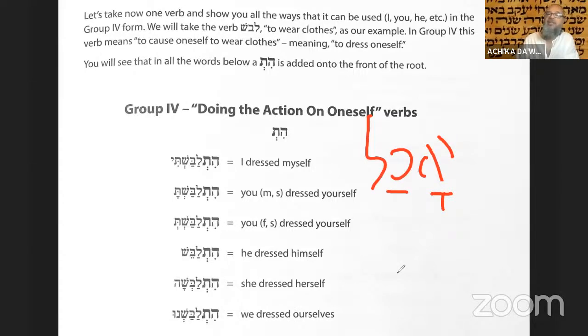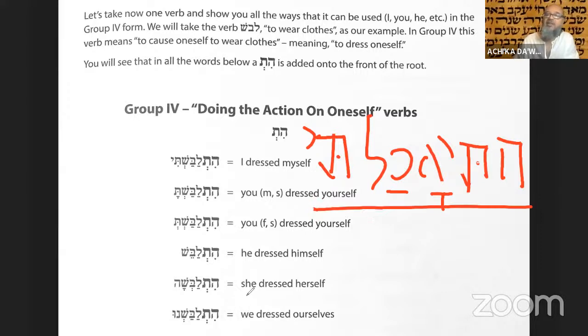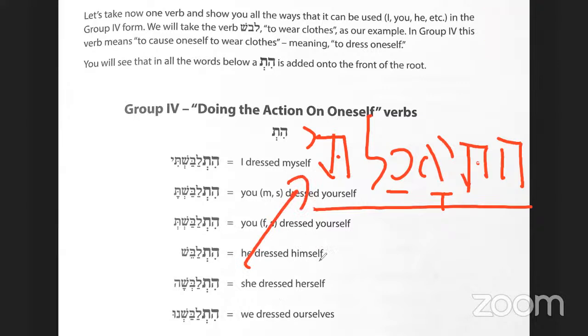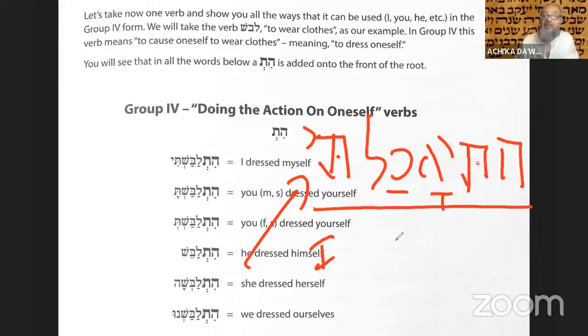But now let's say this. I'm going to put a tav right here, and a hey right here, and a tav on the end just to keep it vanilla, to keep it simple. So I added 4 letters to the 3. We got 7 now. What did I just write up here? Somebody tell me what I said. Starting from this area. I. I ate. I ate myself.